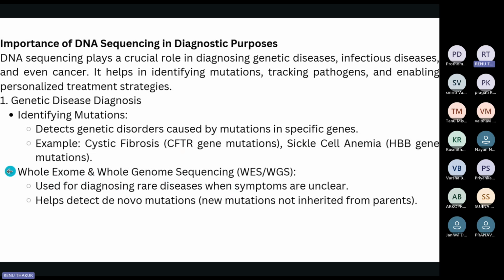So, whole exome and whole genome sequencing. We will learn about this in this course in the further classes, okay? Whole exome sequencing is used for diagnosing rare diseases where symptoms are unclear. We talked yesterday, right? Like how we know that eukaryotic genes have coding and non-coding regions. The coding regions are called exons, right? And the whole coding part of a genome is called the exome.